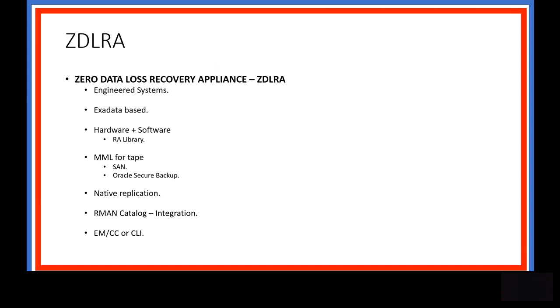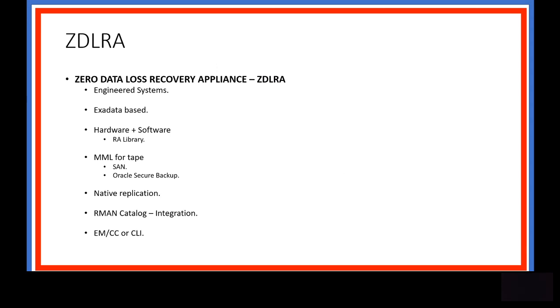to run in this engineered system. So you have one software running there. By the way, it can control your tape because you can attach tape directly. So it uses SAN and/or secure backup to do that. It has native replication, so you can have more than one Zero Data Loss. I will explain later, but you can have more than one and it is natively replicated. So you can just enable it and start to replicate from one to another.